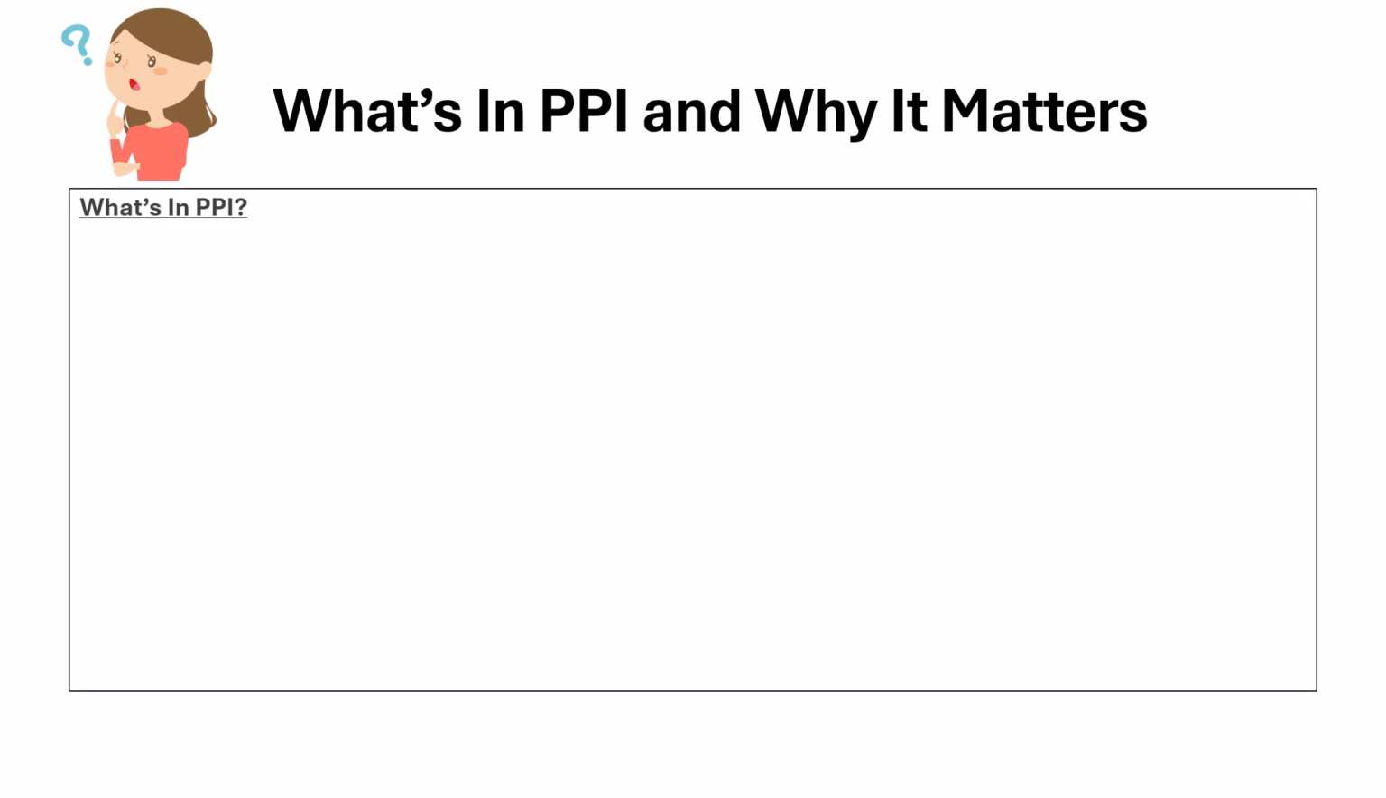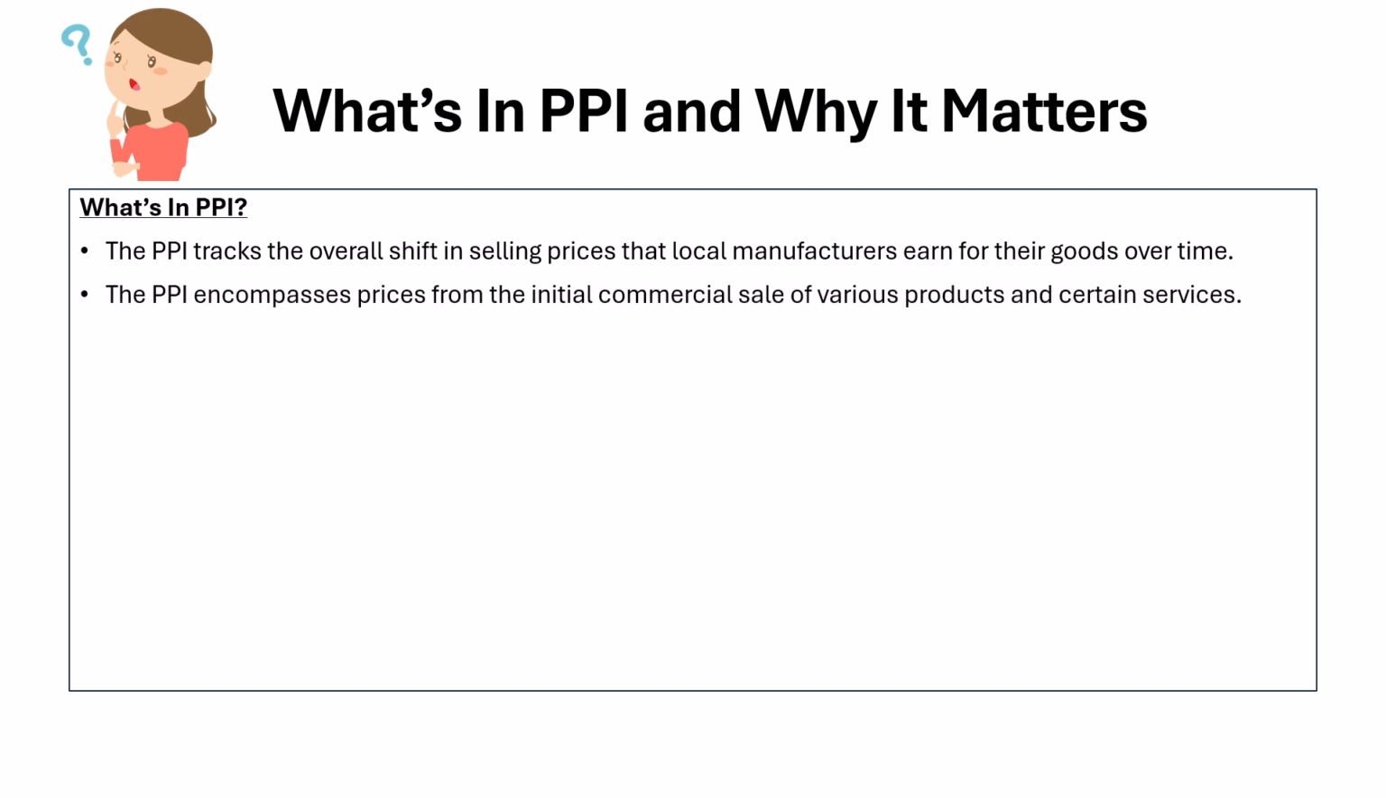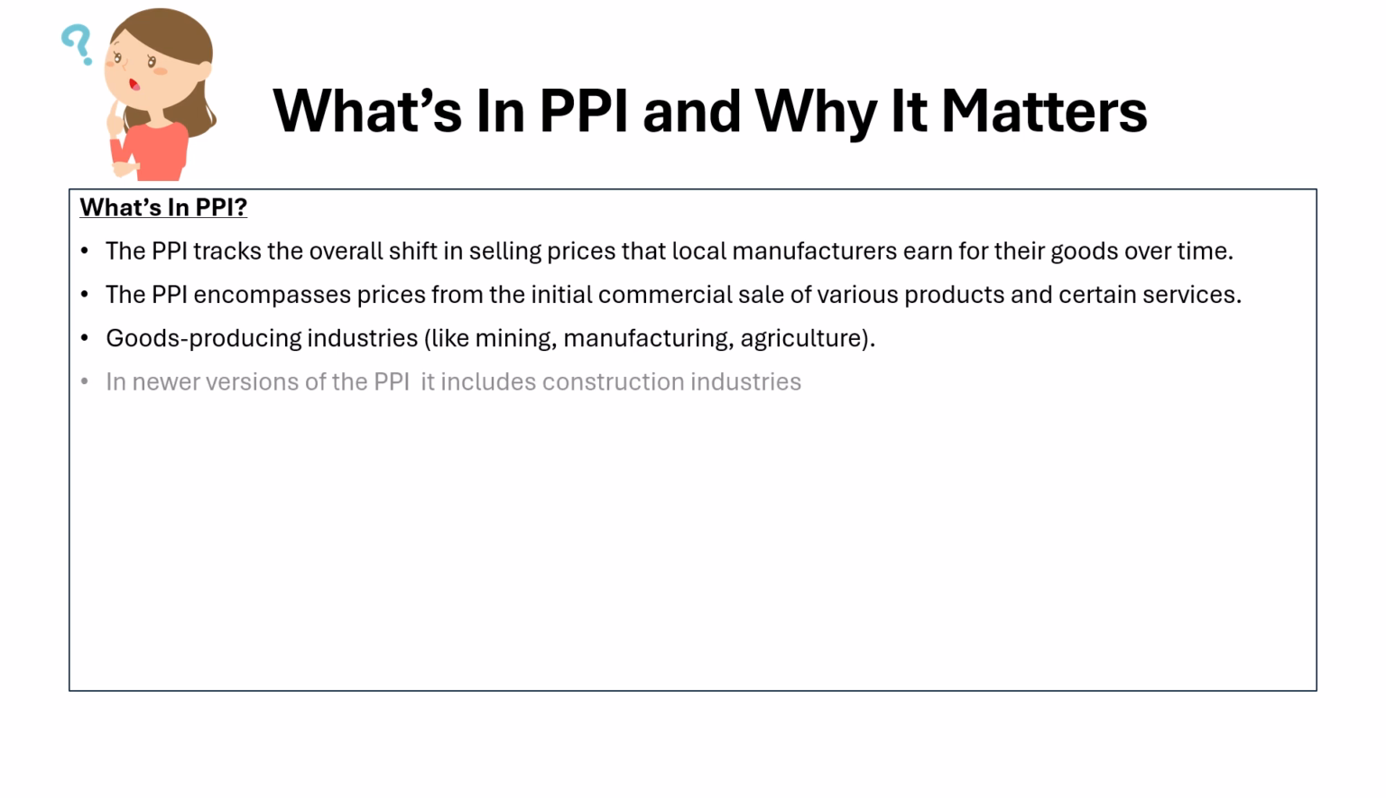So what's in the PPI and why does it matter? As we mentioned earlier, the PPI tracks the overall shift in selling prices that local manufacturers earn for their goods over time. The PPI encompasses prices from the initial commercial sales of various products and certain services. Goods-producing industries like mining and manufacturing are also included. In the newer version of PPI, it also includes the construction industry. It excludes any imports since those aren't produced domestically.